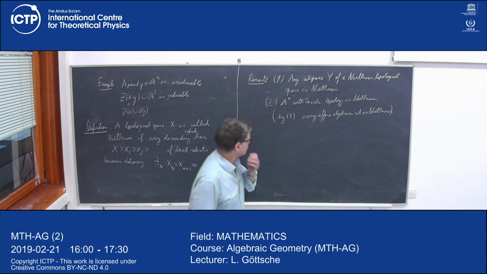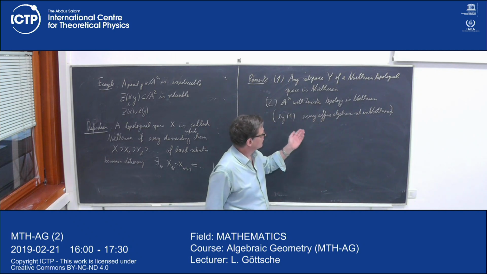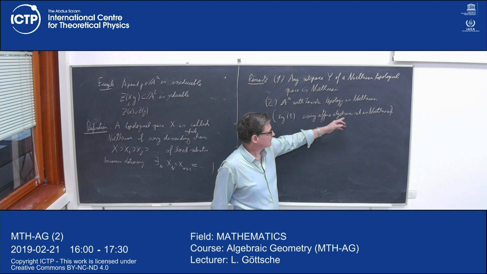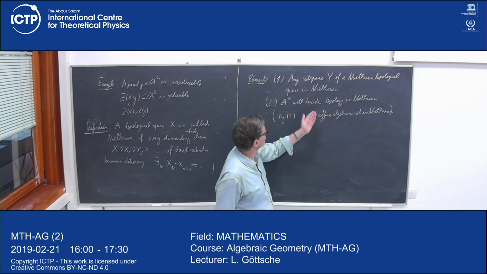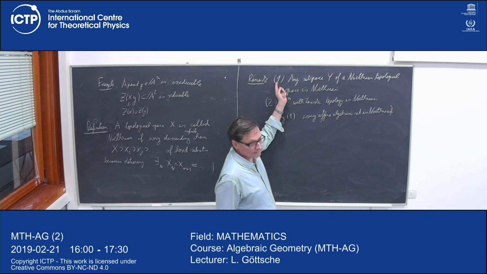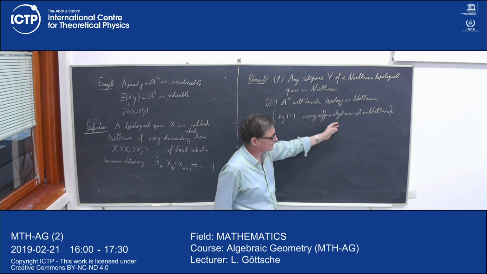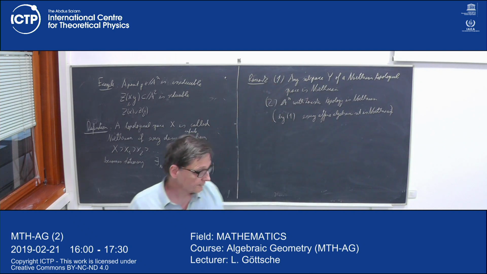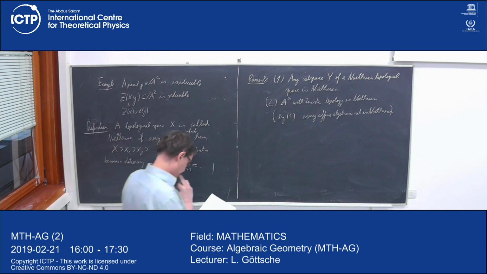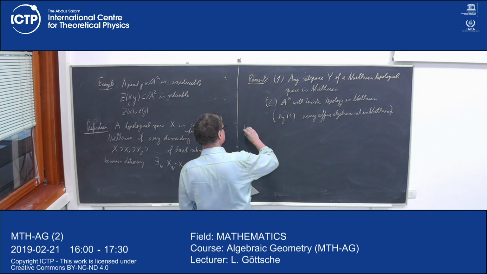Because the affine algebraic sets are also given the Zariski topology, which is just the induced topology from A^n. So if A^n is Noetherian, then by part 1 also every subspace of A^n is Noetherian, in particular every affine algebraic set is Noetherian. Okay, so let's prove it.